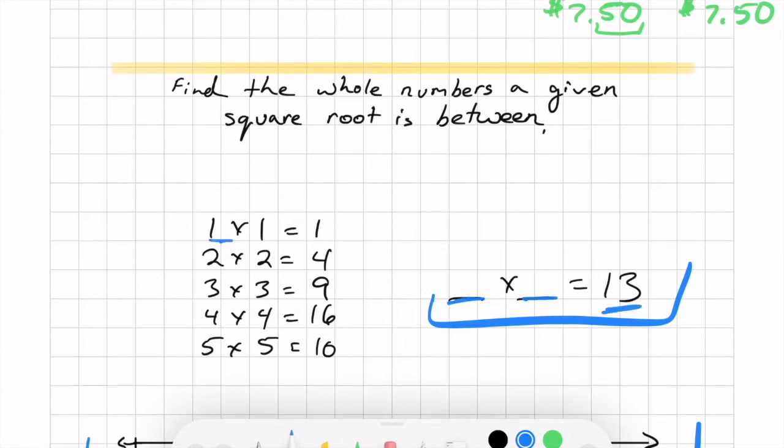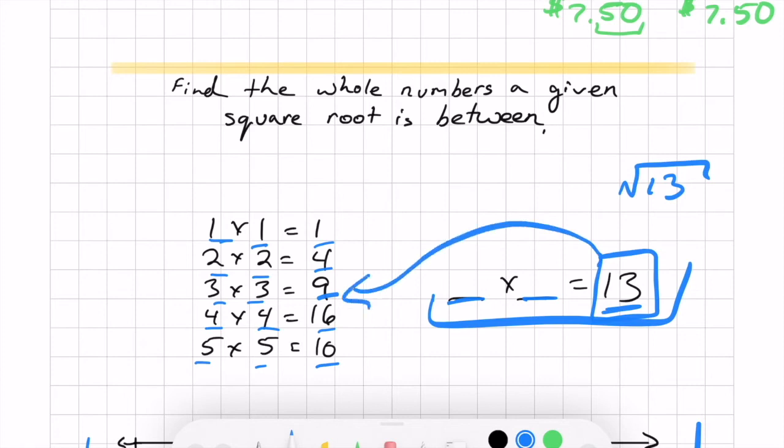Just like there's 2 numbers that multiply to get 1, 2 numbers that multiply to get 4, 2 numbers that multiply to get 3, 2 numbers that multiply to get 16, and two numbers that multiply to get 10. So if I'm trying to find the square root of 13, the first thing I need to think about is where does this number fit on the number line? I know it is going to fit in between 3 and 4 on the number line.